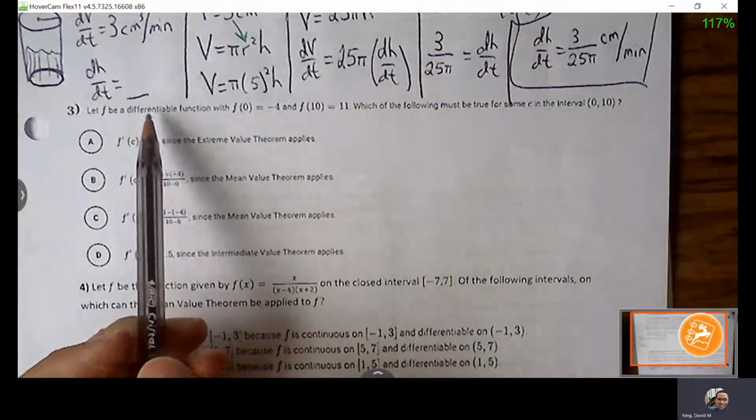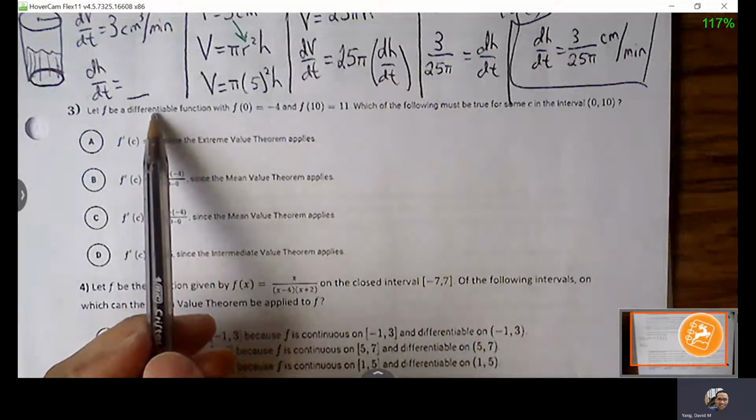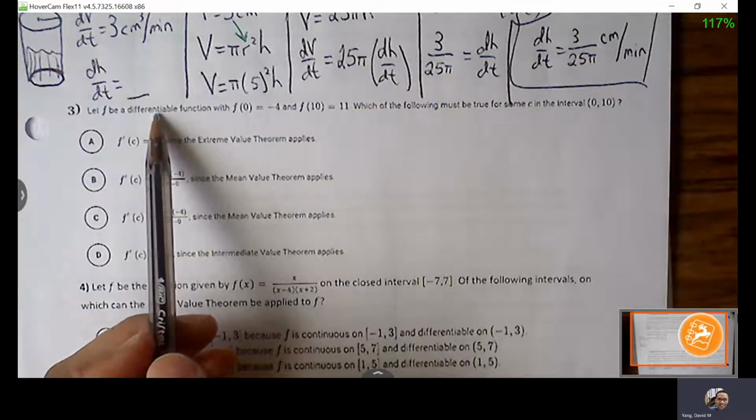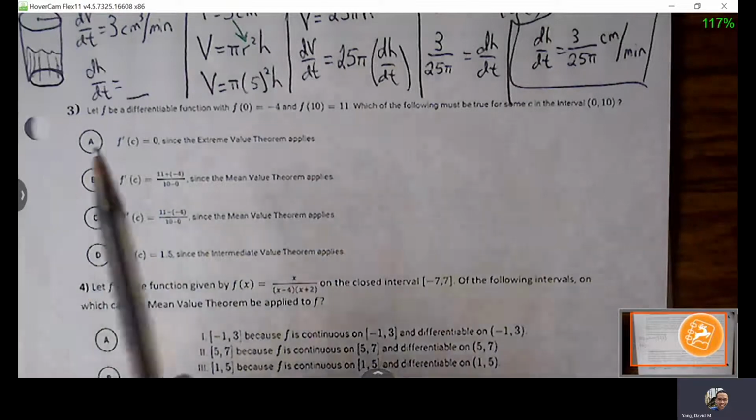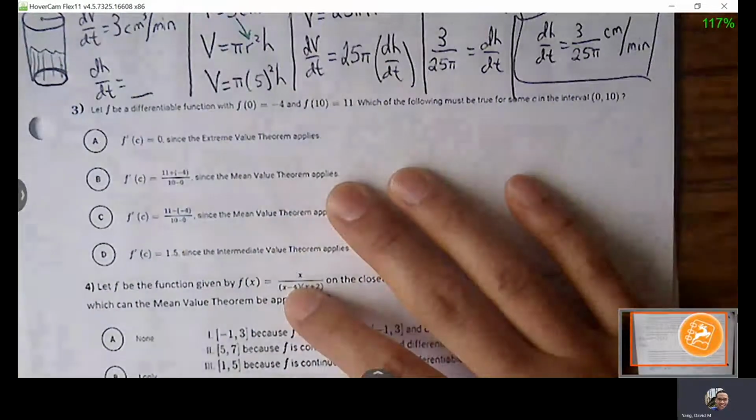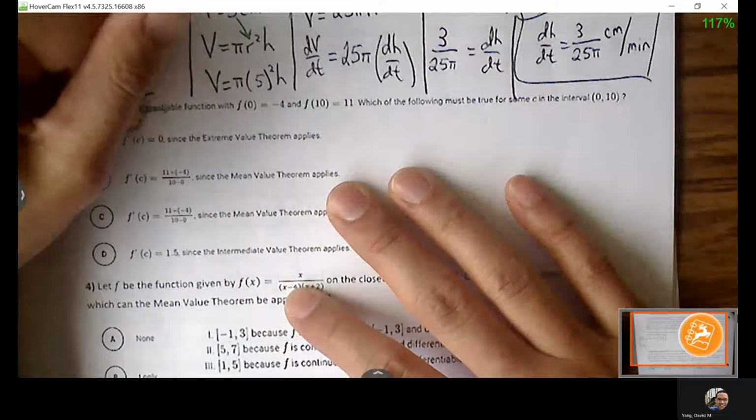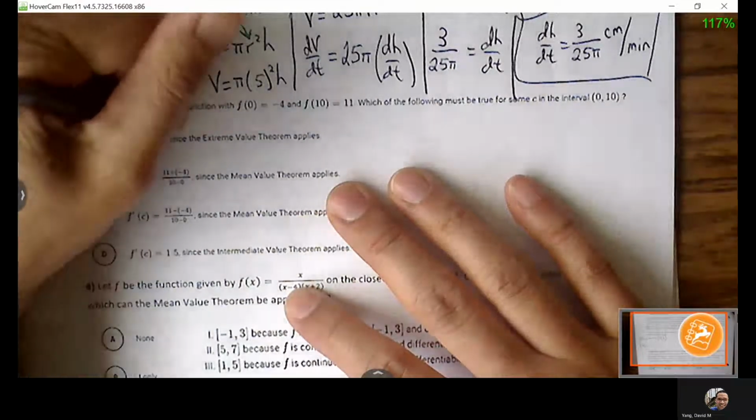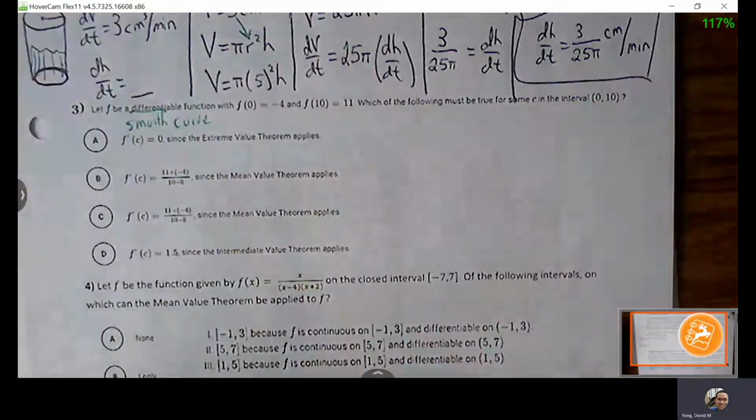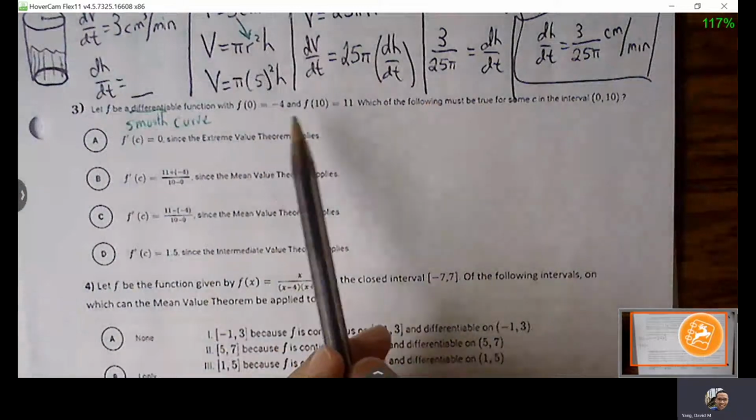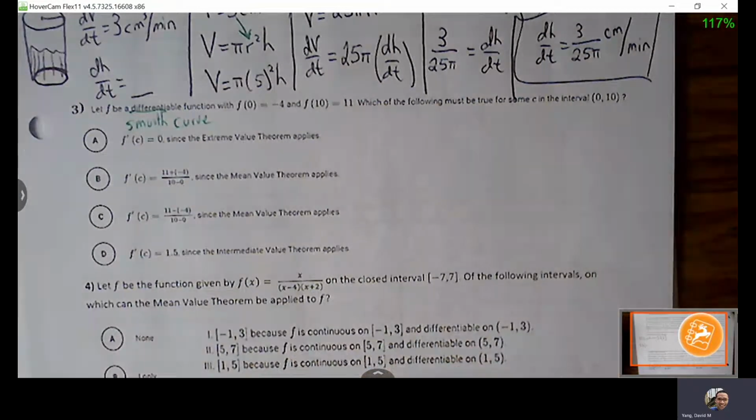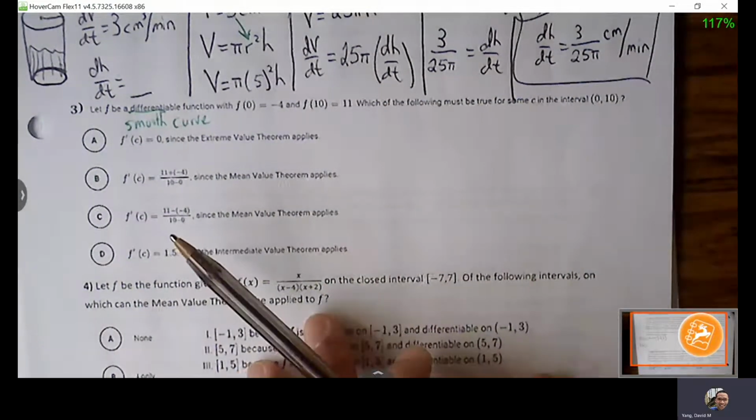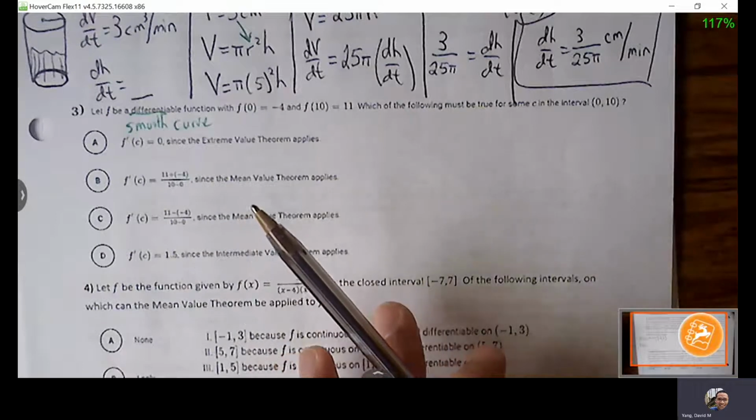Okay, number 3 says let f be a differentiable function. So if you see the word differentiable, then it also assumes continuity. Okay, so they don't have to say continuous and differentiable. They can just say differentiable, and then you know that it must also be continuous. So we know it's a smooth curve. So basically continuous and differentiable. And endpoints are provided, (0, -4) and (10, 11). Which of the following must be true for some c in the interval from 0 to 10?